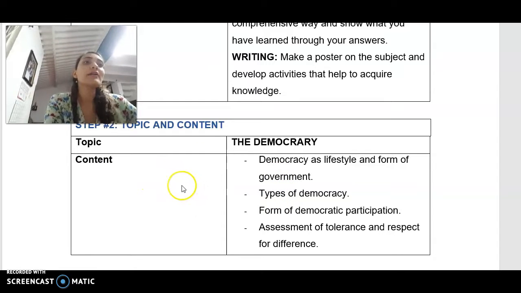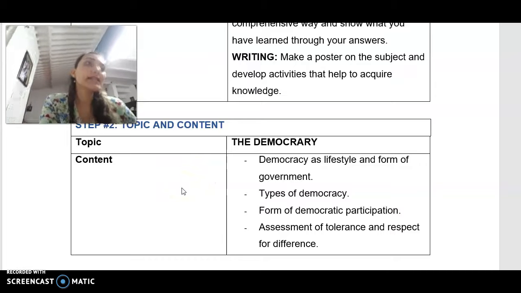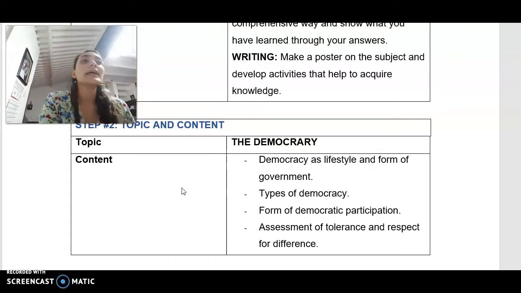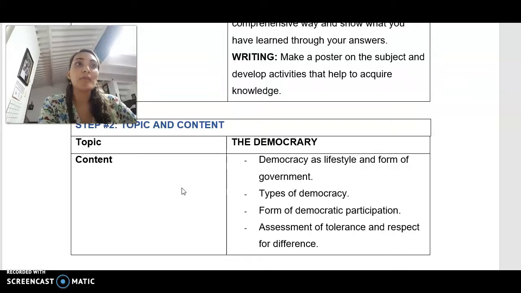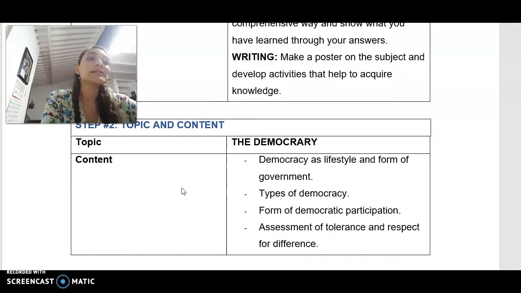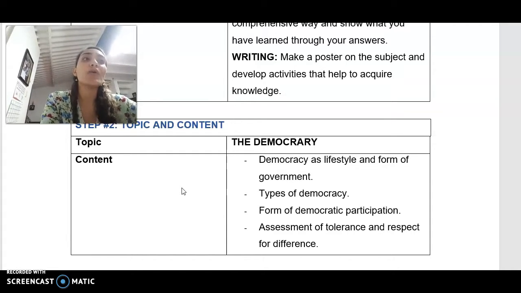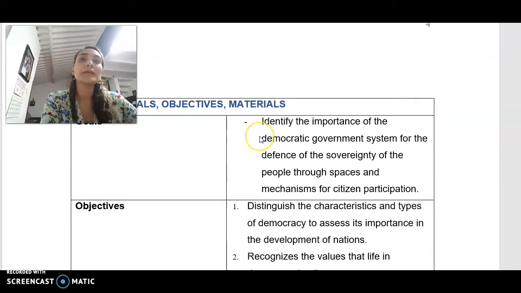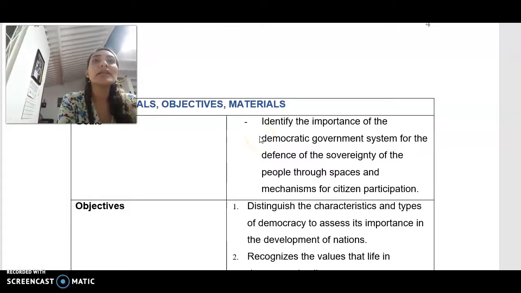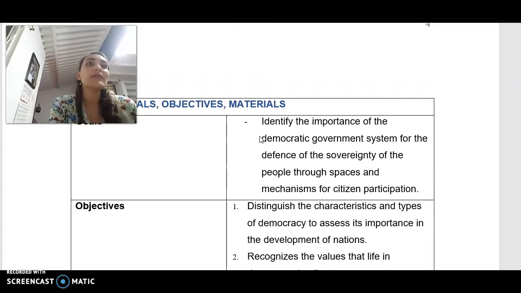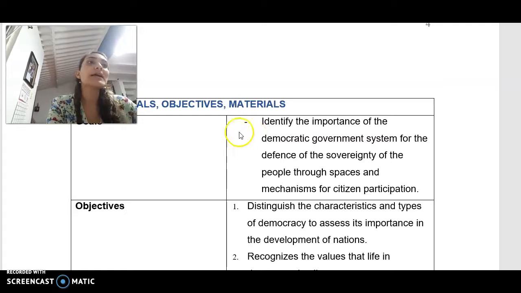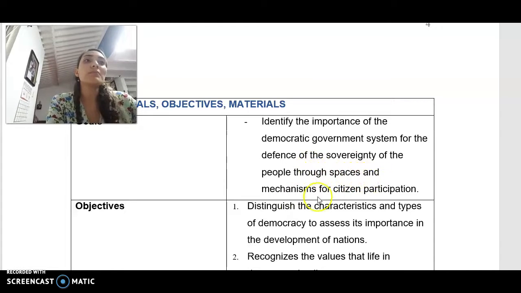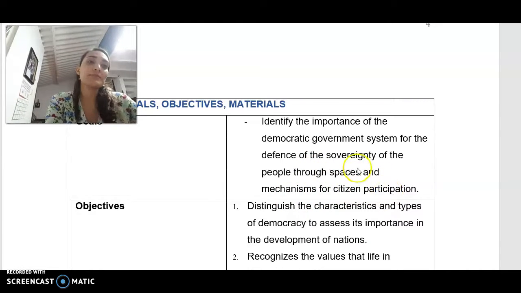The contents are democracy as a lifestyle and form of government, types of democracy, forms of democratic participation, and assessments of tolerance and respect for difference. The general objective is to identify the importance of the democratic government system for the defense of the sovereignty of the people through speech and mechanisms of citizen participation.